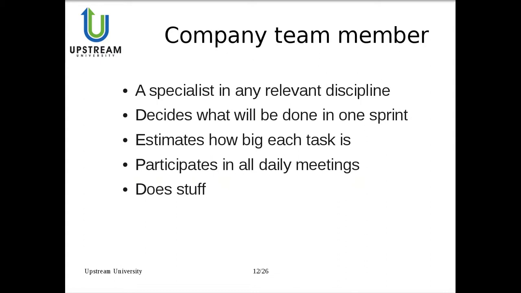The company team member has a responsibility that is different from the upstream team member. In the company, he's the specialist in a relevant discipline, decides what will be done in one sprint, estimates how big each task is, participates in all daily meetings, and does things. So you have a responsibility that is clearly defined, and you must develop skills to figure out how long it will take you to do something, and you have to make a promise to the Scrum Master that you will hold.